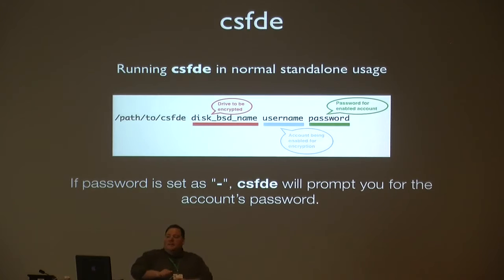Now, the disk ID can be obtained by running the diskutil list command and then getting the disk identifier from the list produced. The username in the command is basically the account you want to have enabled. In other words, the account you want to have show up at that pre-boot login screen. And the password is the password for the account being enabled. Now, if the password is supplied as a hyphen, csfde is going to prompt you for the account's password. And one thing to be aware of is the password will be displayed. So make sure you're comfortable with the password showing up on the screen after you enter it.